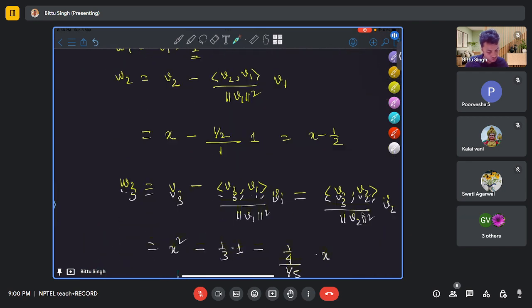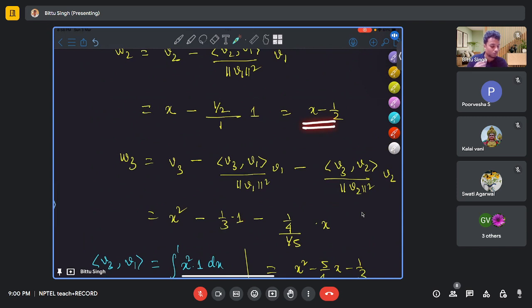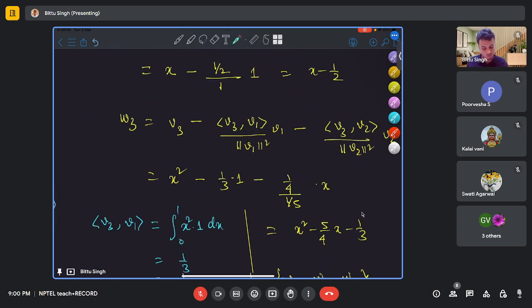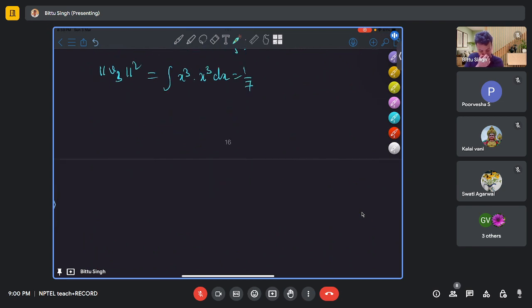Sorry, norm of W1 is 1. What will be the norm of W2? The norm of W2 can be found by the integration of (x minus half) square. Okay, let us complete this.